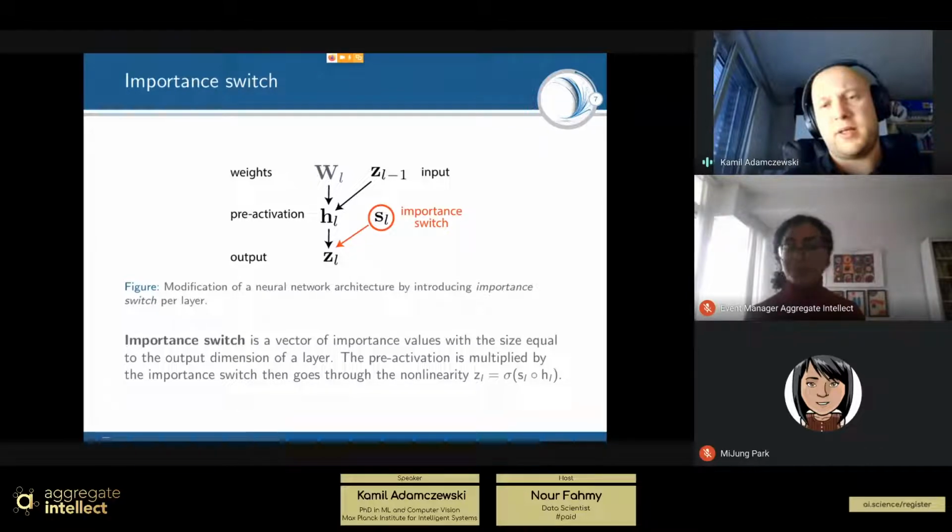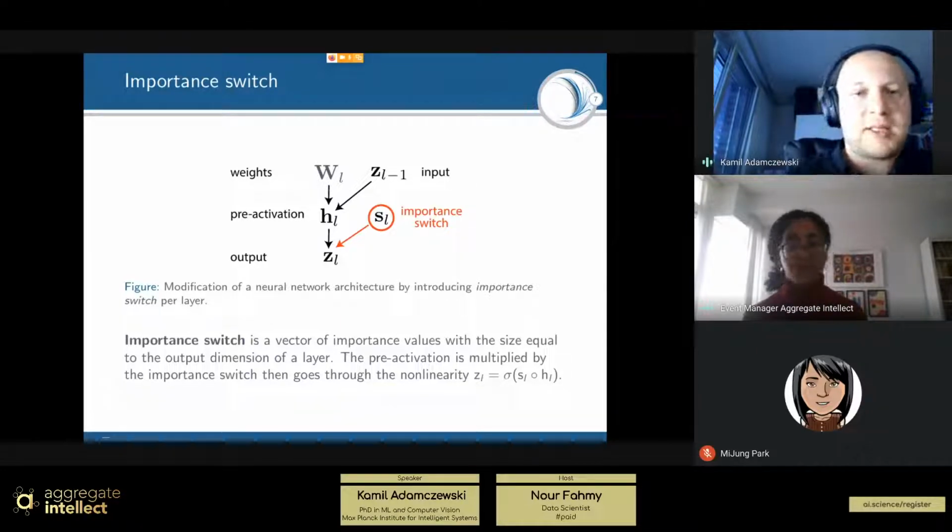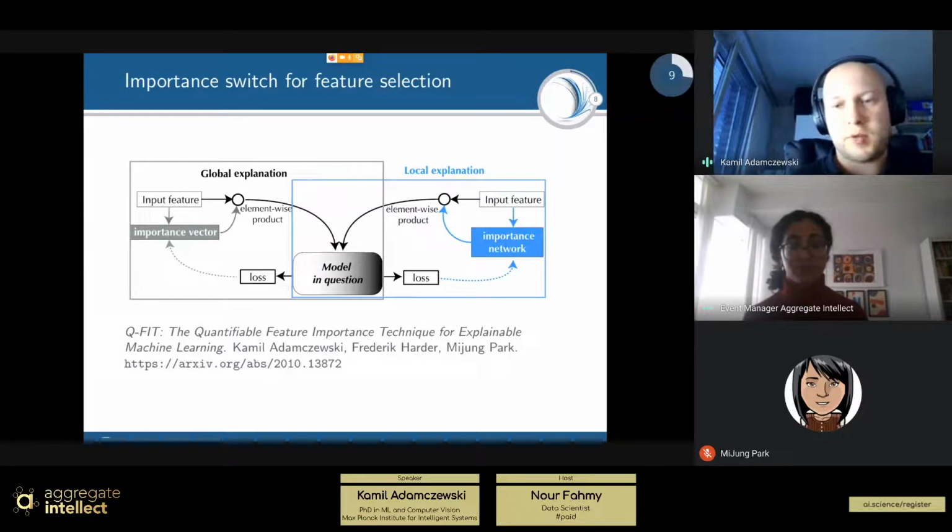It's a vector of importance values, and its size is equal to the output dimension of the layer. So if the layer has k channels, then the importance switch will have k dimensions. Then we multiply this vector, this importance switch, with the pre-activation, and that's how we get the output, which further follows the usual course: activations, dropout, batch norm, etc. So this is the little modification, and this importance switch will basically tell us how important each of the channels is.